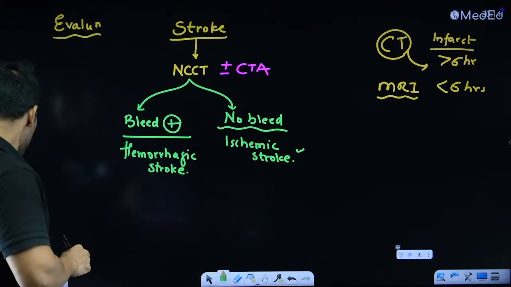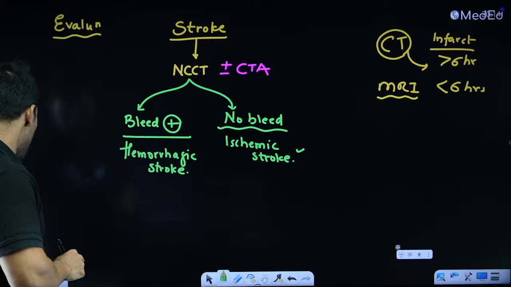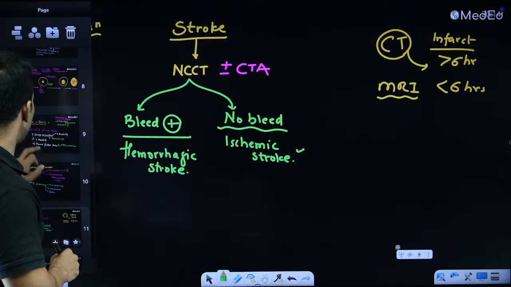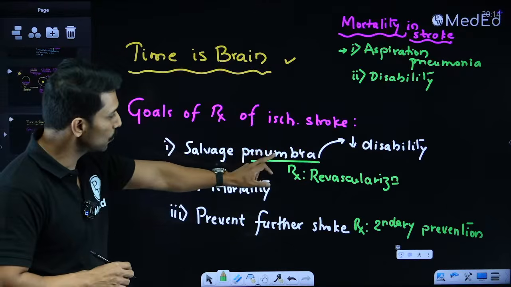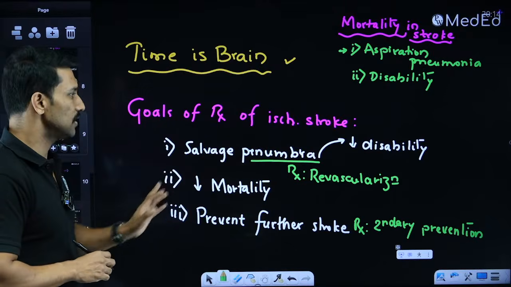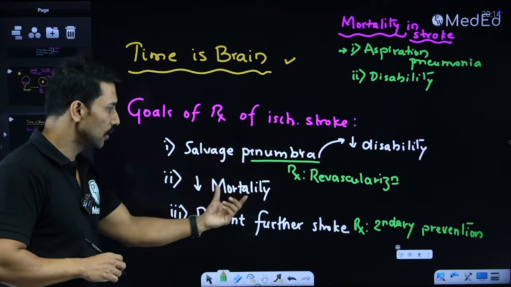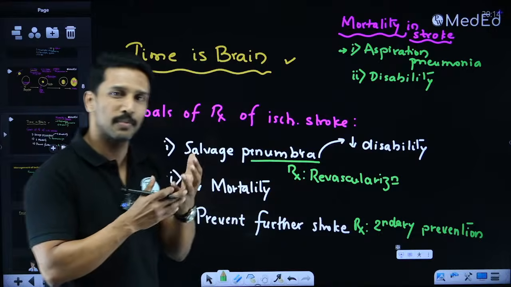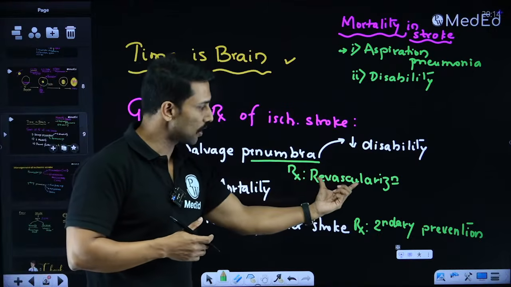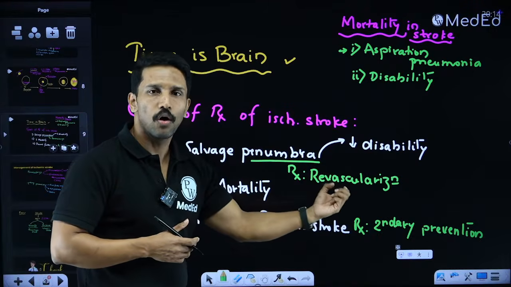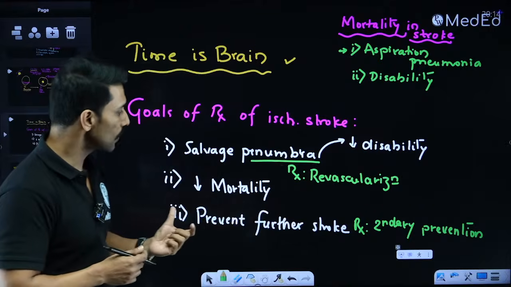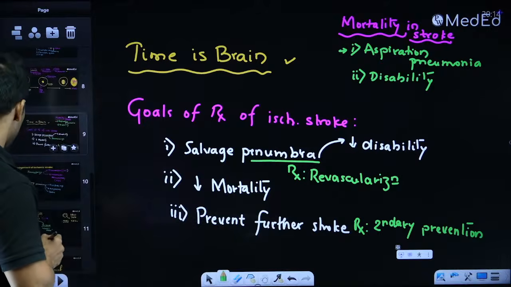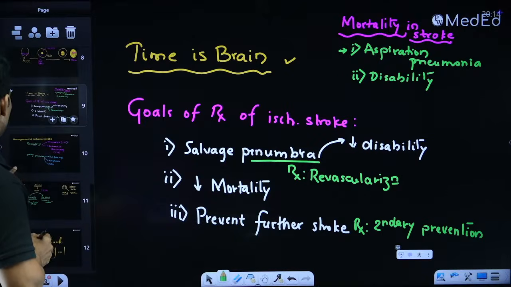Now the next question is, how am I going to manage a case of ischemic stroke? We have already learned what are our goals of treatment, right? If I have ischemic stroke, our goal of treatment is to save the penumbra. By saving the penumbra, disability comes down and indirectly mortality comes down, and for that revascularization is my solution. Revascularization can be done with thrombolysis or endovascular thrombectomy, and prevention of future episodes of stroke. So let's see how I can accomplish that.